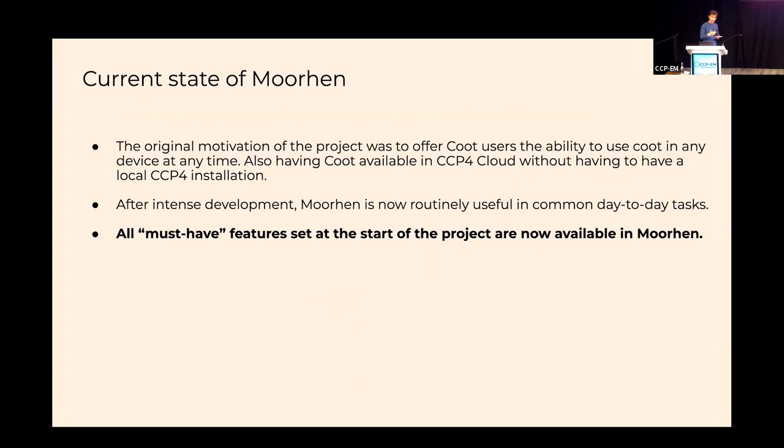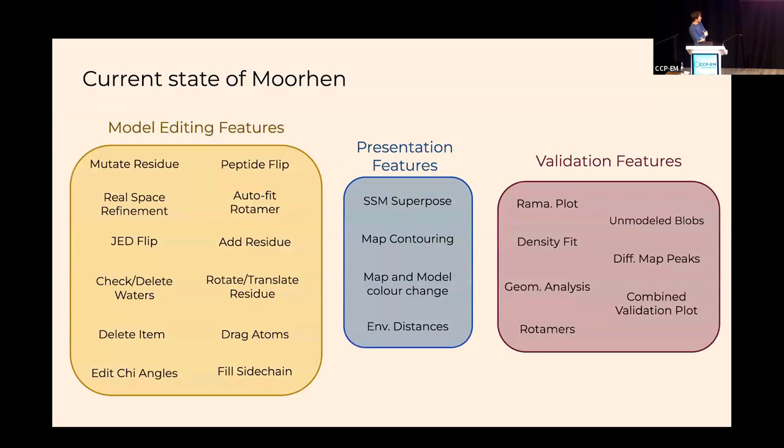In fact, Moorhen extends on that original list of features. That's the list of features that he wrote. Essentially, there are three categories. We have model editing features, so things like peptide flip, adding and deleting residues, dragging atoms, refinement, etc. We also have presentational features, so SSM superpose, map contouring, also being able to change the color of the map and the molecules. And we also have validation features, so things like density fits, Ramachandran validation, geometry analysis, etc.